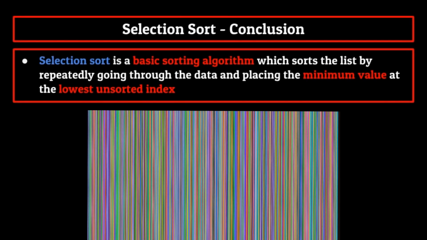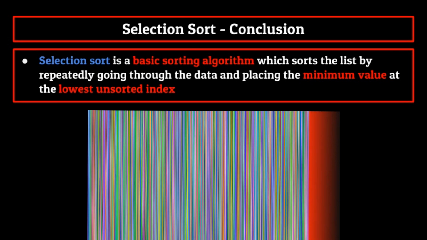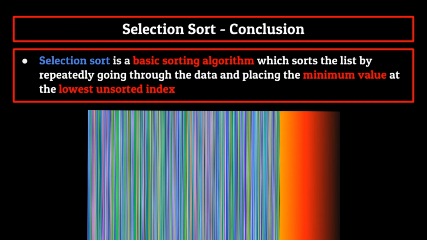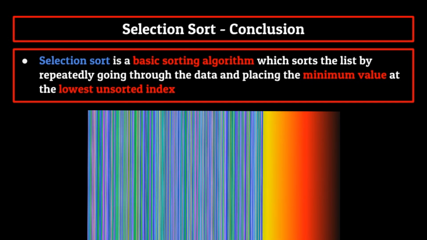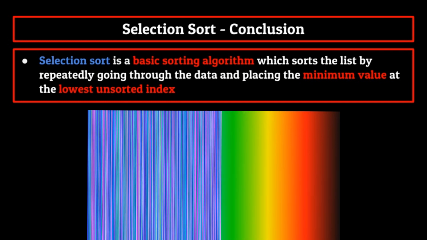And with that wraps up our discussion on the selection sort, a basic sorting algorithm which sorts the list by repeatedly going through the data and placing the minimum value at the lowest unsorted index. While this algorithm isn't as complicated or efficient as others that we'll talk about, it's foundational for the rest of the series.